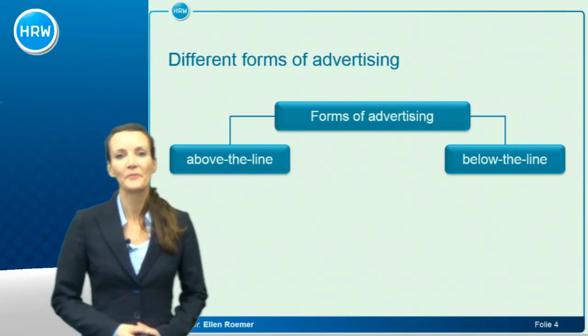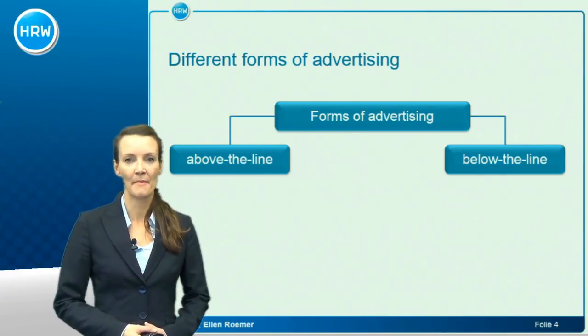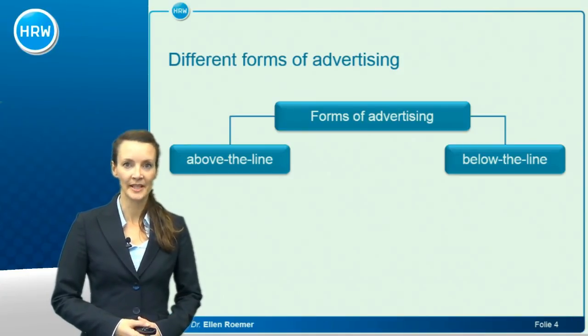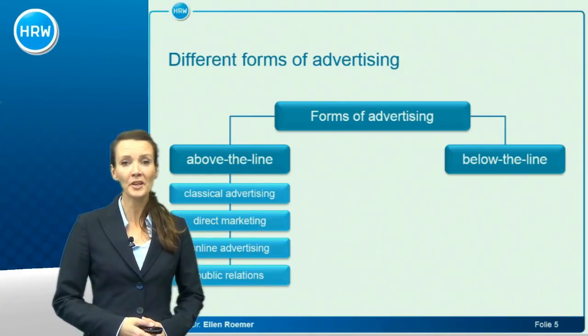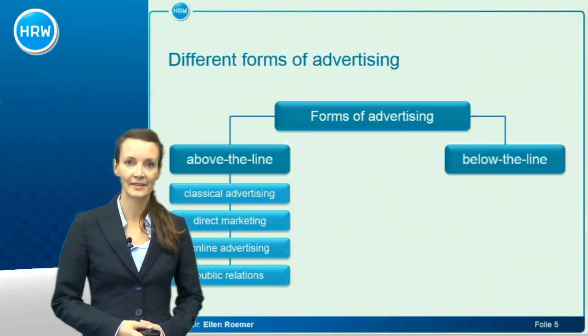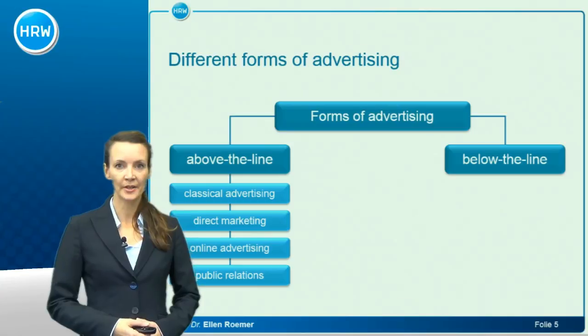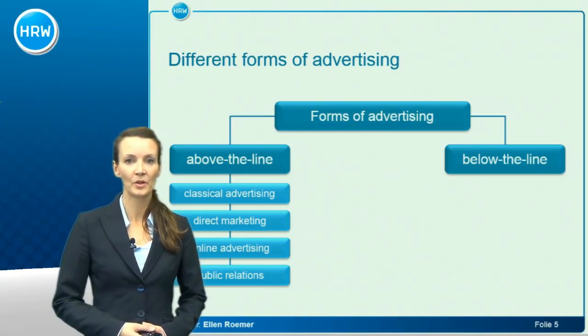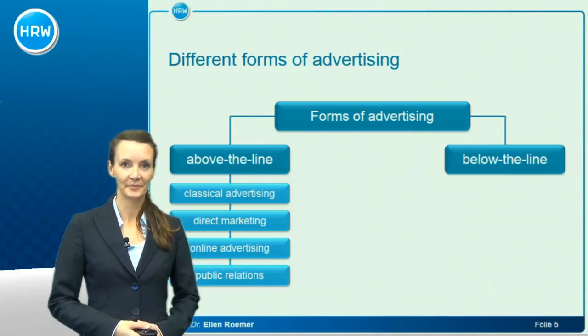So there are, of course, different forms of advertising. In the past, there were a lot of above-the-line measures related to marketing, and these are probably those forms of advertising that you all know. For example, we have classical advertising, such as TV or print media advertising. We have also direct marketing measures, such as newsletters, mailings, etc. We have online marketing. We will go deeper into that a little bit later. And finally, we have public relations.